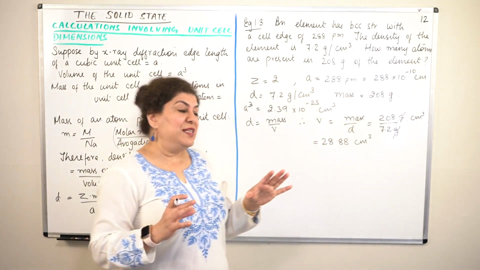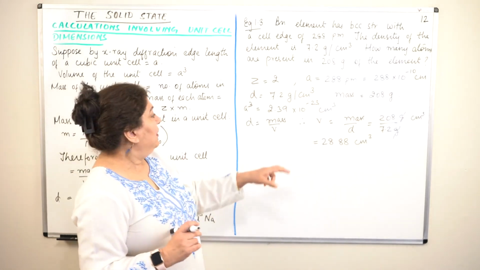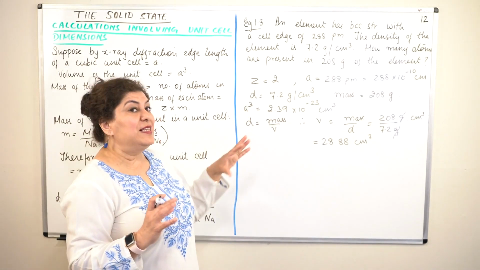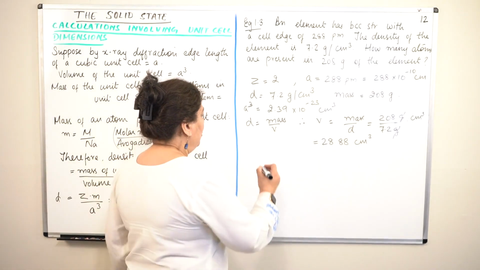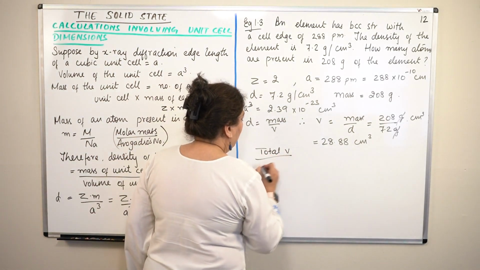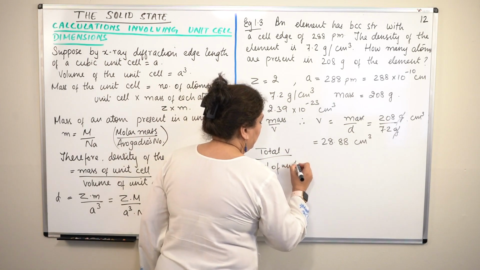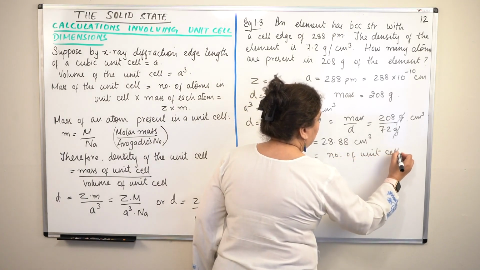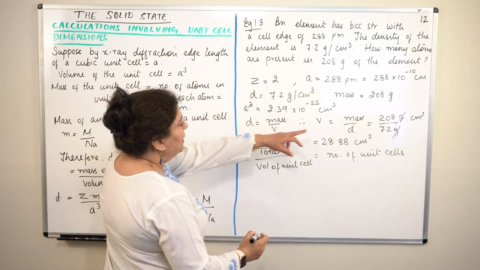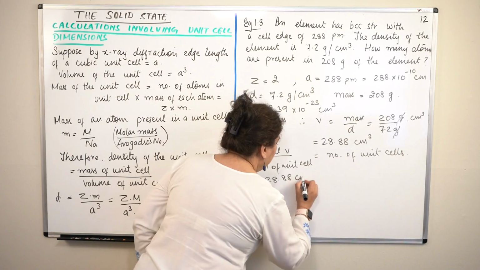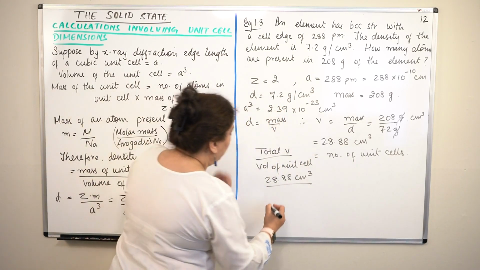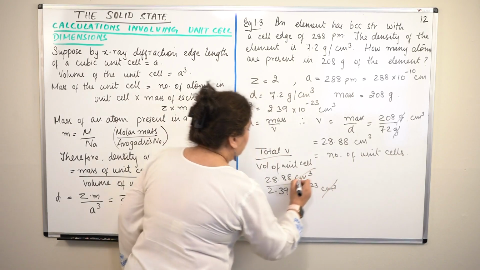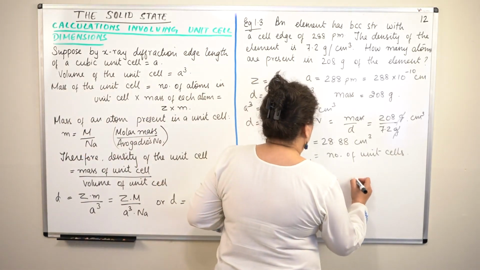So this is the total volume, and what is the volume of one unit cell? The volume of one unit cell is a cube. If we want to find the number of unit cells, total volume upon volume of unit cell will give you the number of unit cells. The total volume is 28.88 centimeter cube, and if you divide it by the volume of one unit cell, which is 2.39 into 10 to the power minus 23 centimeter cube, the centimeter cube will get cancelled. You will get the number of unit cells.